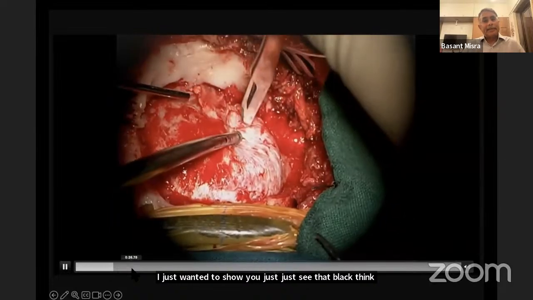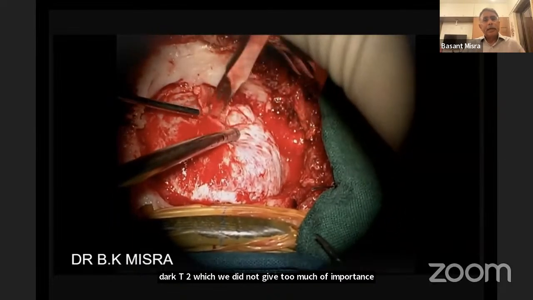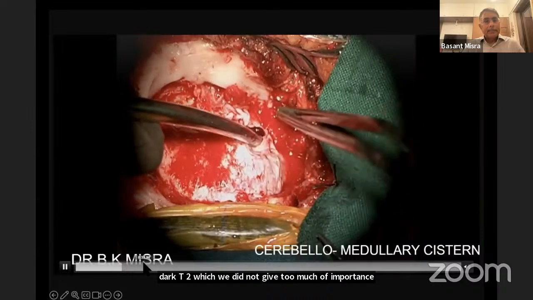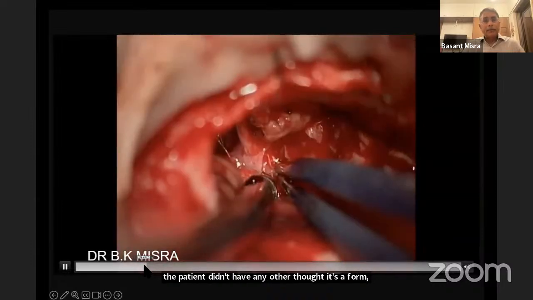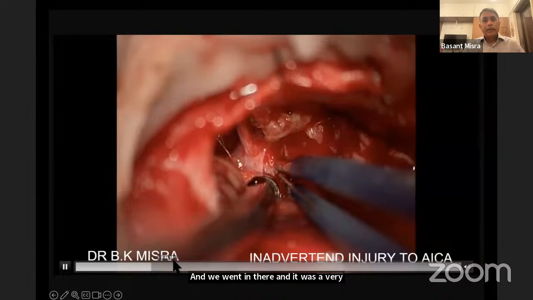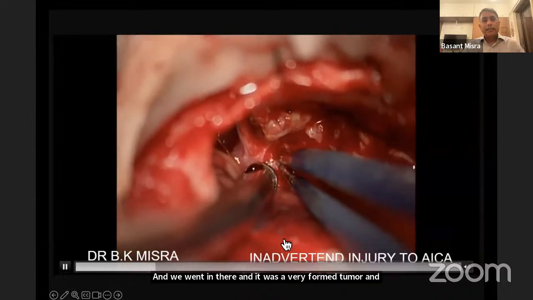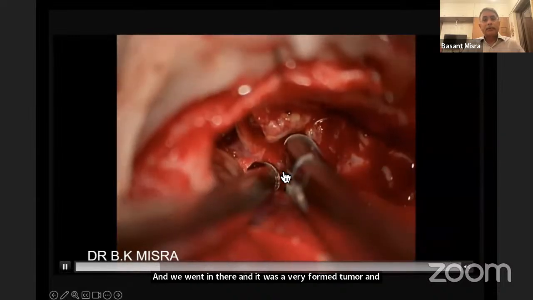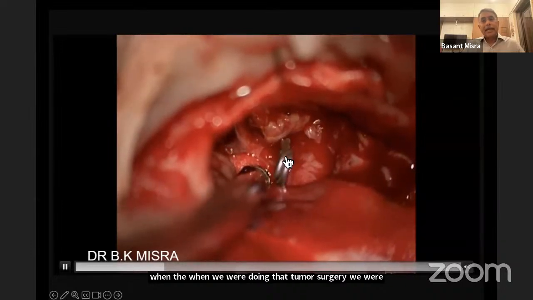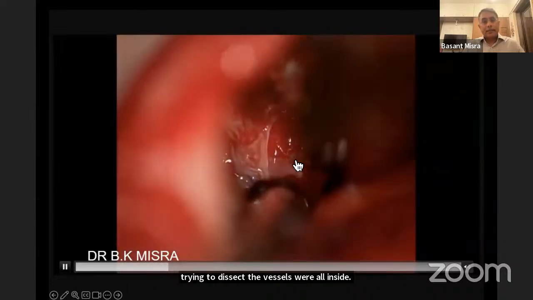The patient didn't have any other problem, so we thought it was a firm meningioma, and we went in there, and it was a very firm tumor. When we were doing that tumor surgery, we were trying to dissect, the vessels were all inside. This was actually metastasis, and the ICA got injured, it was actually cut.